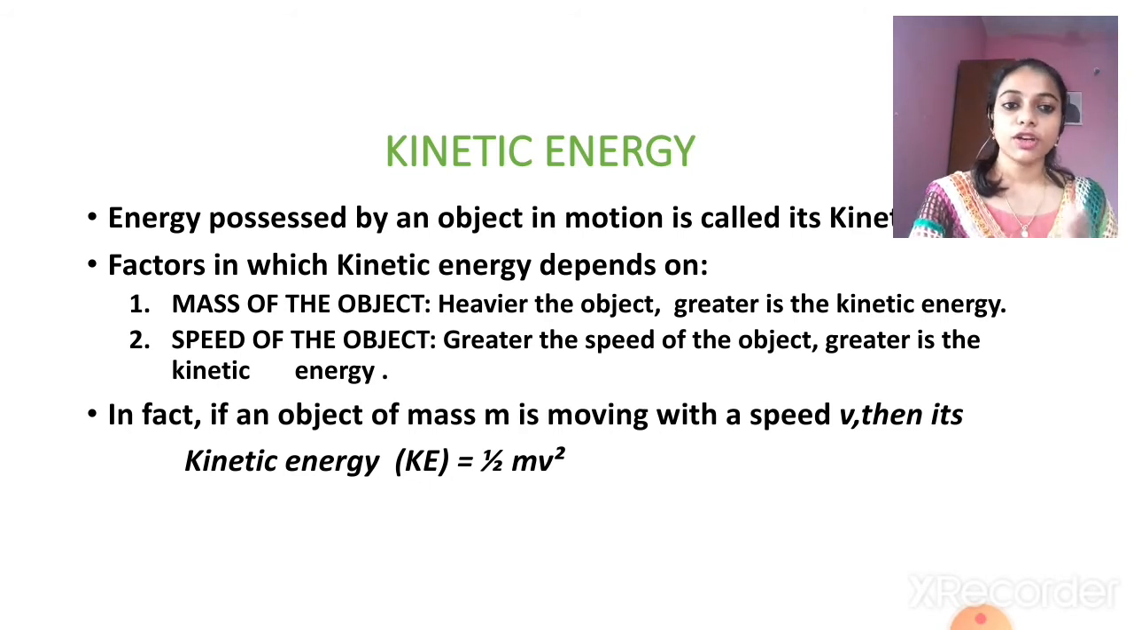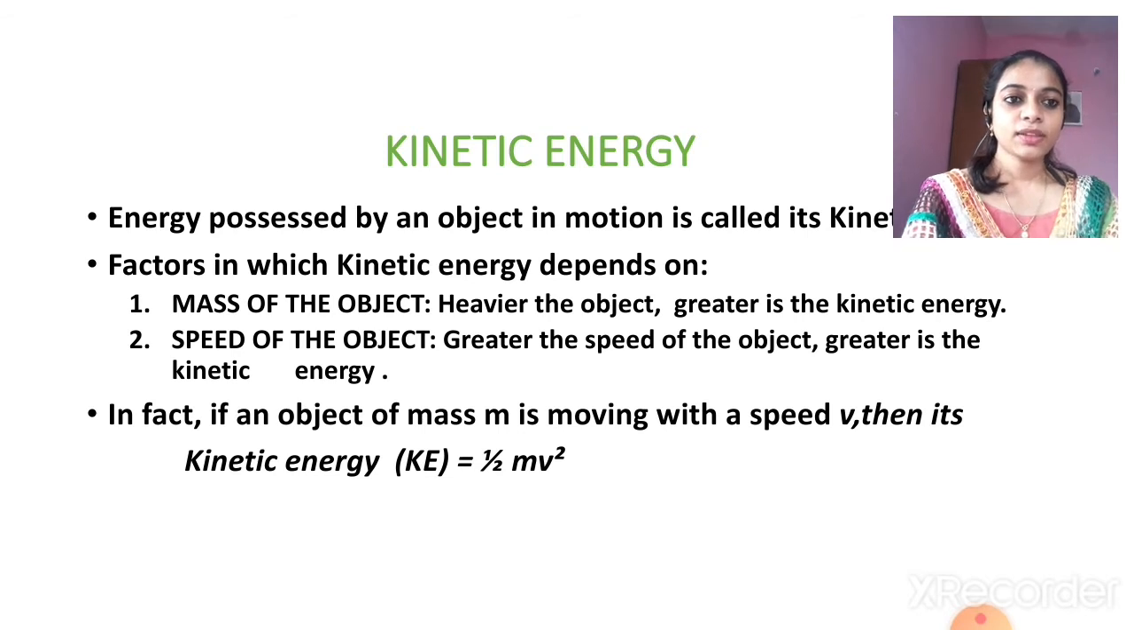In fact, if an object of mass m is moving with a speed v, then its kinetic energy can be calculated as half m v squared, where m is the mass of the object and v is the speed of the object. So the kinetic energy is directly proportional to the mass as well as the speed. When the mass is increased, the kinetic energy also increases. When the speed of the object is increased, the kinetic energy also increases. So these are the two very important factors on which the kinetic energy depends.